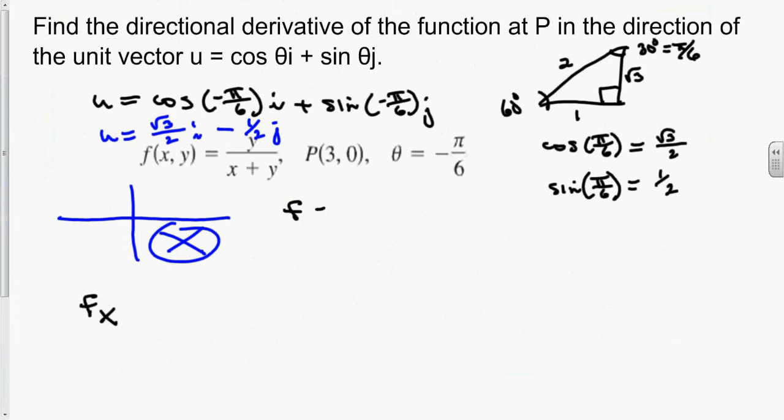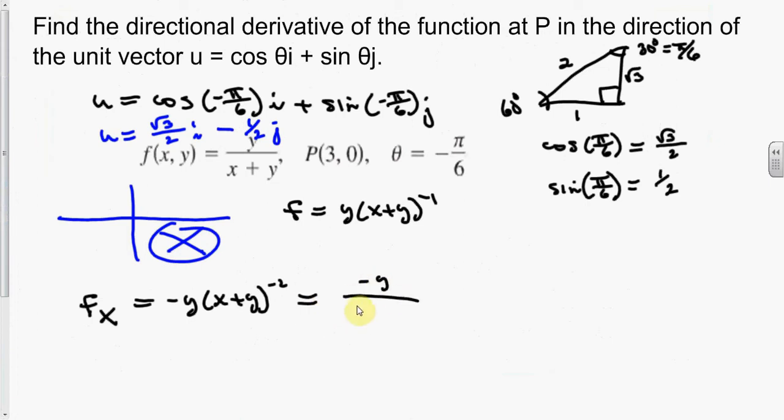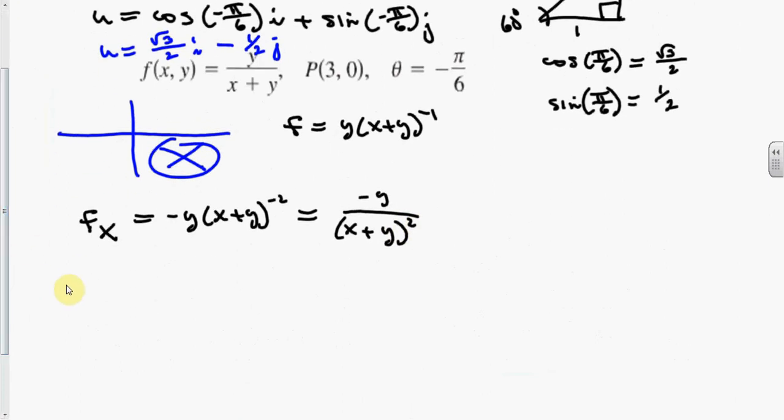So if you will, f is equal to y times x plus y to the negative first power. So this is negative y times x plus y to the negative second power, or negative y over x plus y to the second. Now the partial of f with respect to y.